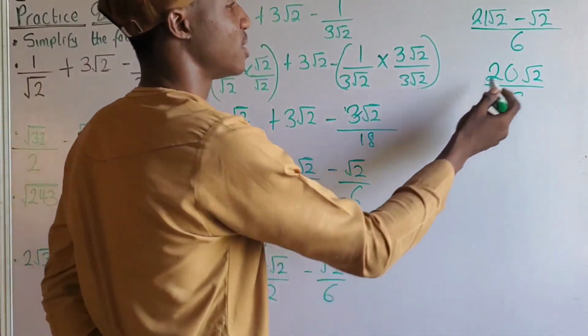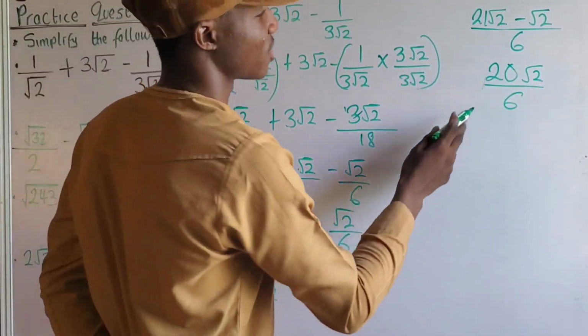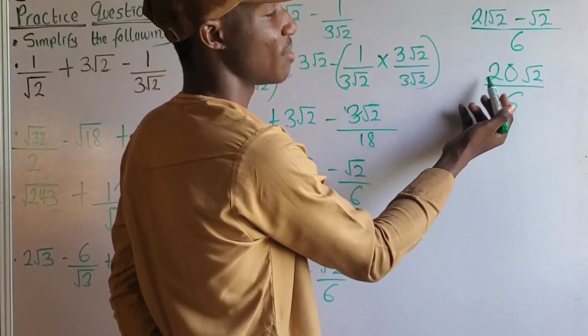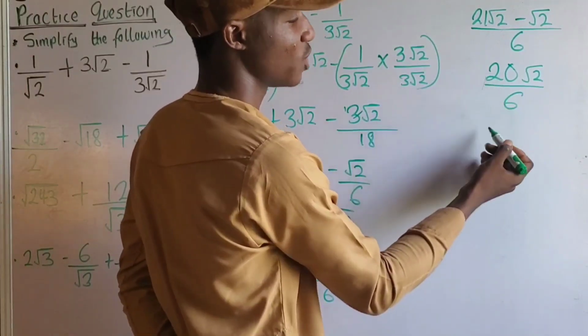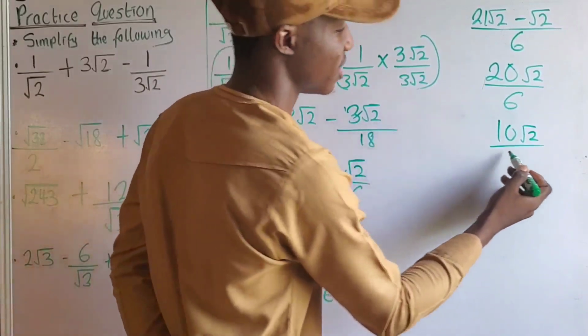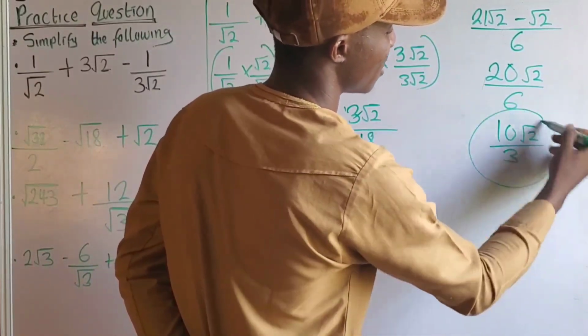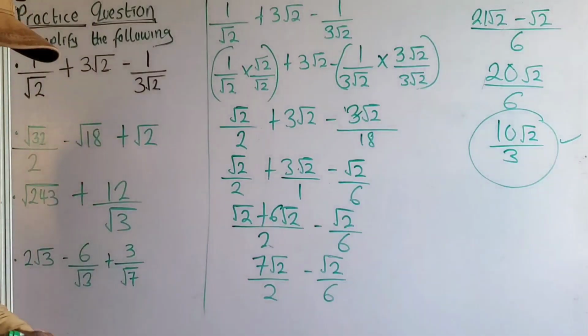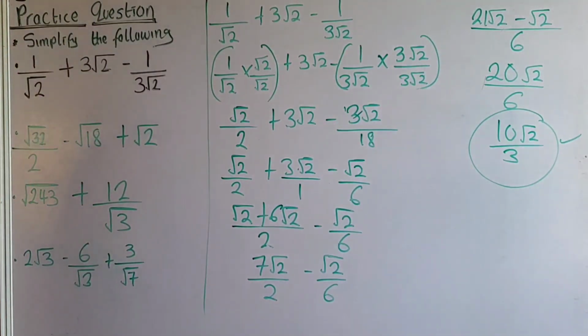Okay, we can still reduce this fraction because 2 can divide both 20 and 6. 20 divided by 2 is what? 10. 10 root 2. Then 6 divided by 2 is what? 3. So the final answer is 10 root 2 all over 3. Do you understand? Okay, so that is the solution to that question.